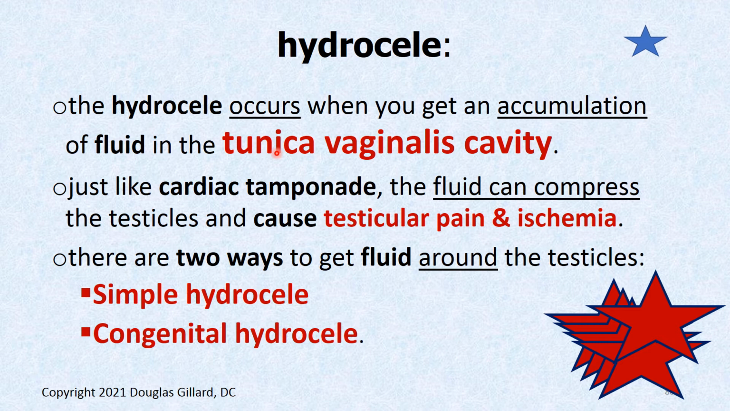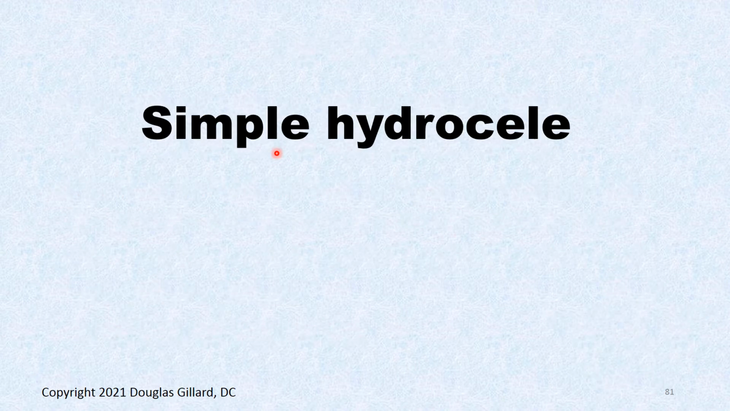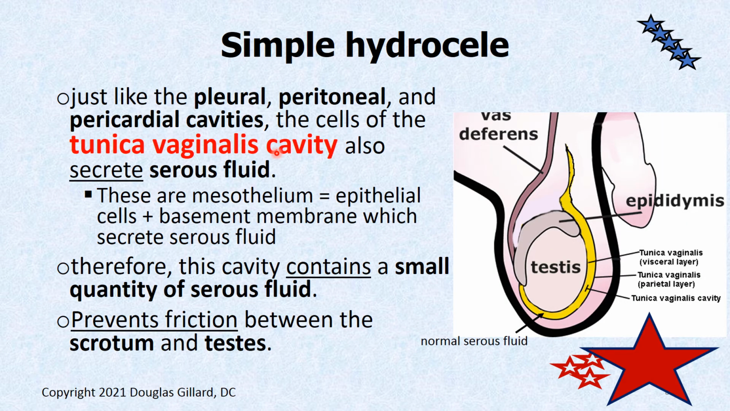So there's two types of hydrocele. These are high yield board stuff, of course. A simple hydrocele and a congenital hydrocele. So let's look at a simple hydrocele first. This one, simple, has nothing to do with a patent.